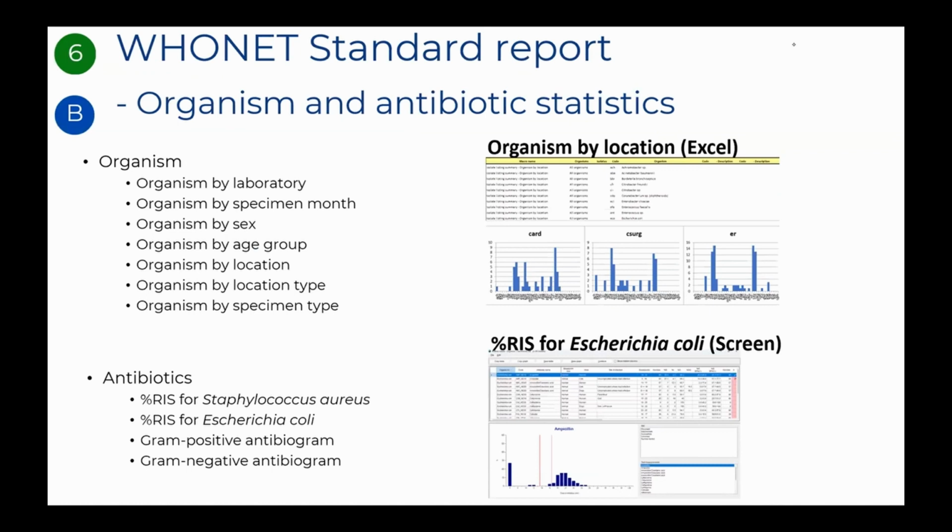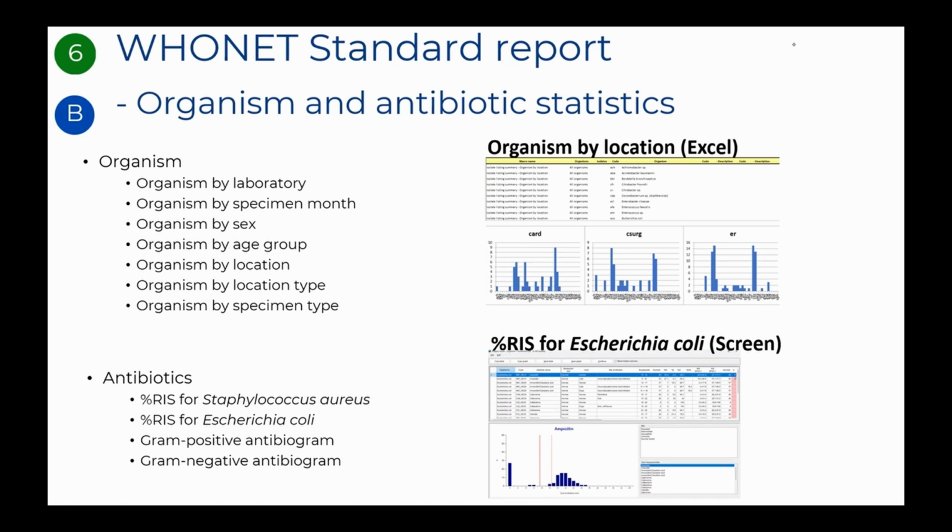The next report is called Organism and Antibiotic Statistics. This report presents summaries of the priority laboratory results. First, WHONET will show the distribution of organisms by many variables: laboratory, month, sex, age group, location type, and specimen type. In the first image on the right, we see the graphs for the number of patients for each microbial species in cardiology, cardiac surgery, and the emergency room, saved in an Excel file.